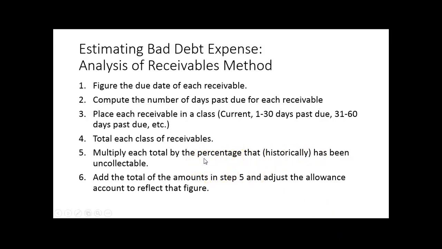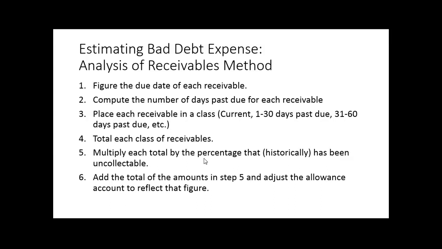For example, the current class, maybe 0.5%. The 1 to 30 days past due, a little higher. The 31 to 60 days, quite a bit higher. Then by the time you get to 90 days and 180 days past due, that's 6 months old, it'd be difficult to collect that. You're going to multiply the total of each class by that percentage, and then total those amounts, and whatever that figure is, you're going to adjust the allowance account to reflect that figure.